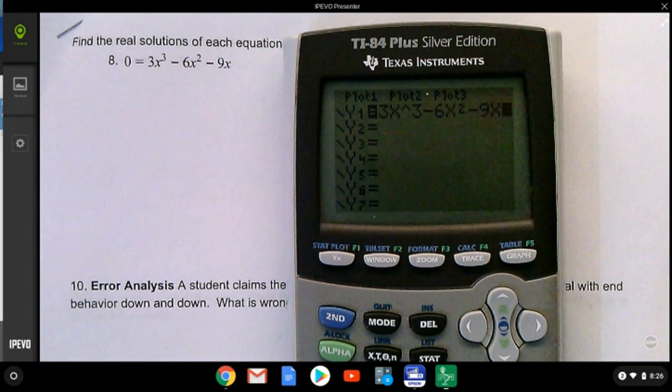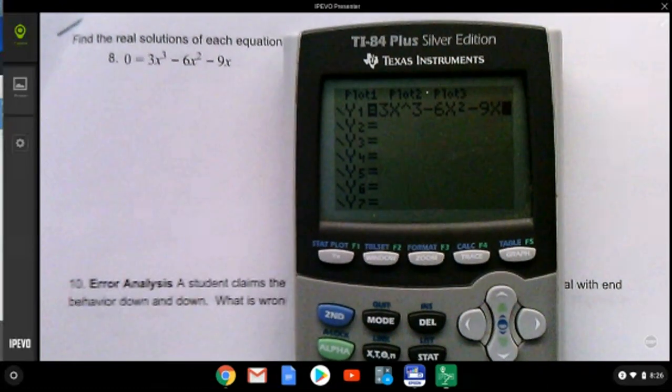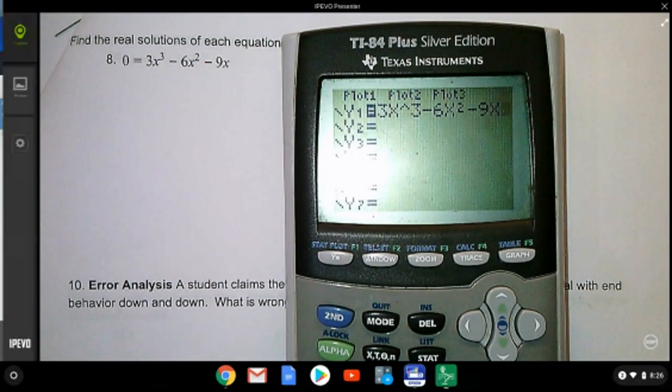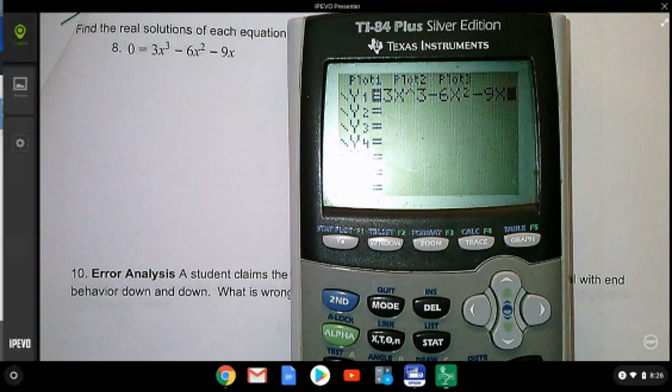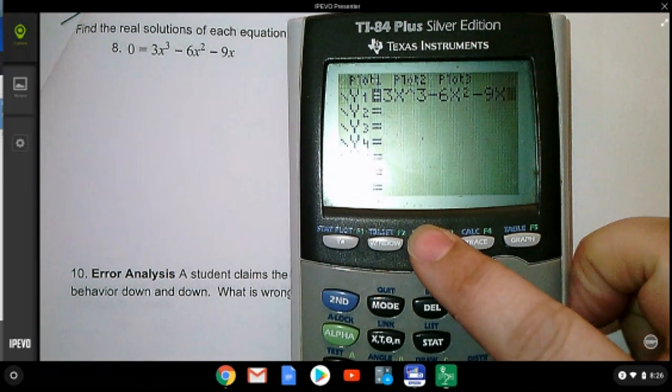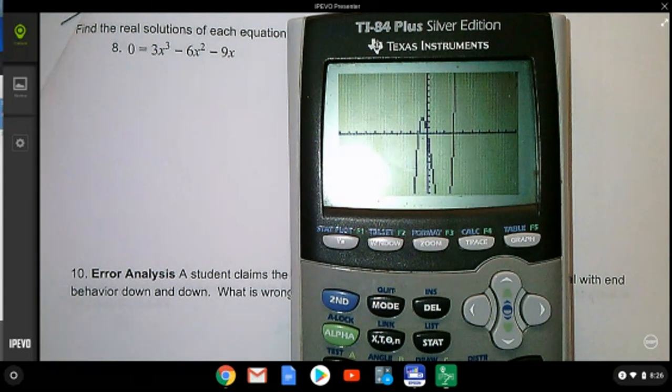Okay, type it into your graphing calculator. I'll show you how to do it. So type it into your graphing calculator. Let me get a little light on this subject. Is that better? Maybe it's worse. Okay, after you type it in, you hit what to see it? Graph. Okay, so can we see these pretty well?